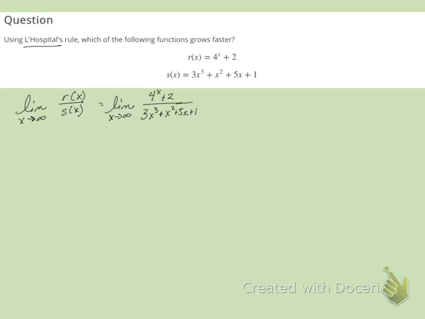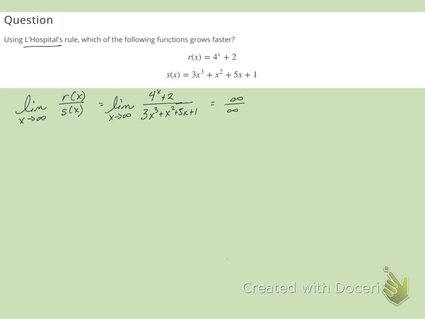So if we look at this, the limit as x approaches infinity of 4 to the x is going to be infinity. And then with this polynomial, as x approaches infinity, this is also infinity. So we set this up in a way that we would get the indeterminate form of infinity over infinity, because then we can apply L'Hopital's rule.